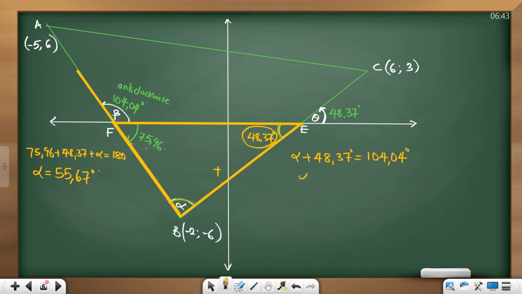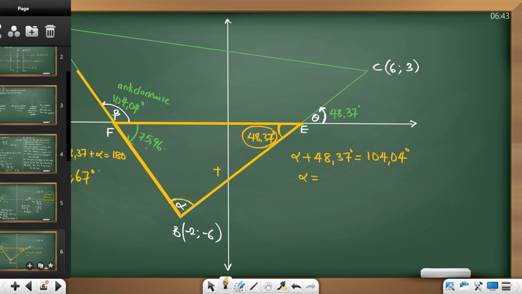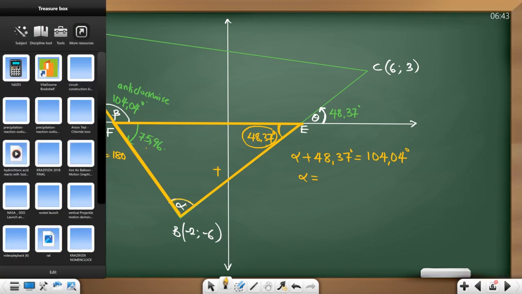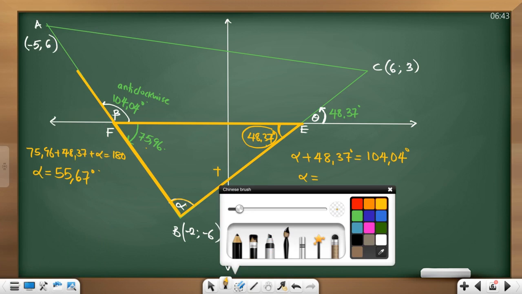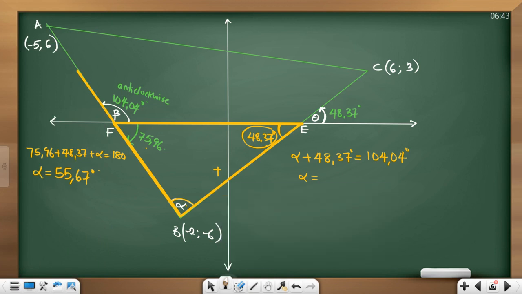What is my alpha going to be? Let's just use a calculator and we move on to our next concept. 104,04 minus 48,37. Exactly 55,67. Done. 55,67 degrees. So this is what analytical will do, bring in a whole lot of concepts in one question.